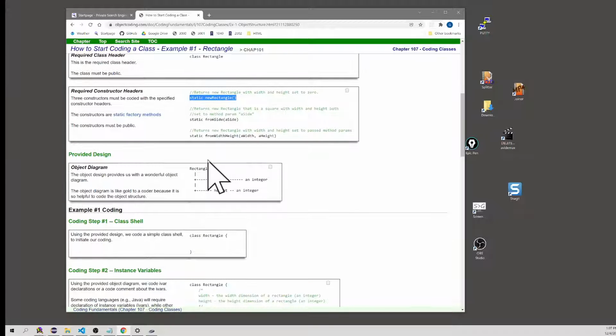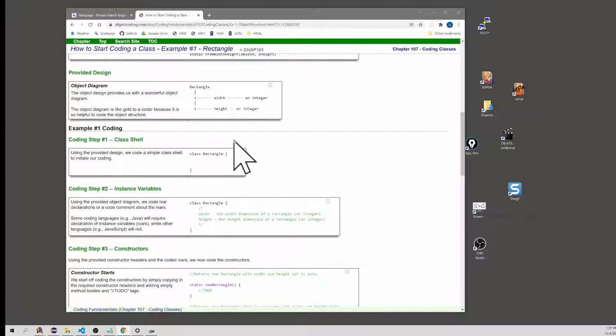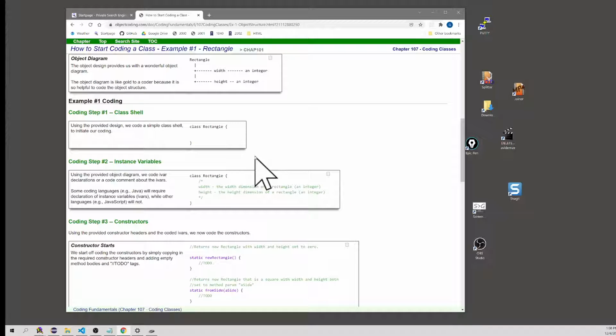All right, so we're also usually given some sort of design, or we come up with it if we need to. In this case here, we're given one, so let's see how we would code that. So what we're talking about is object structure. We're talking about first the shell. That's a starting point right there. That compiles. So that's a good starting point. It gives us a little confidence.